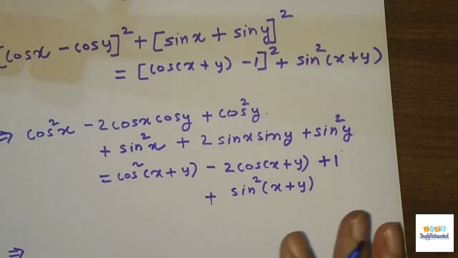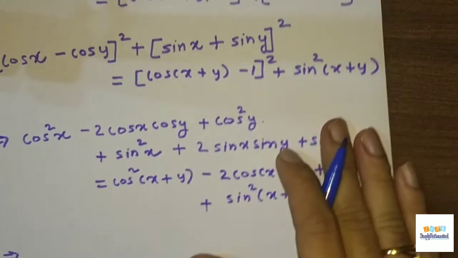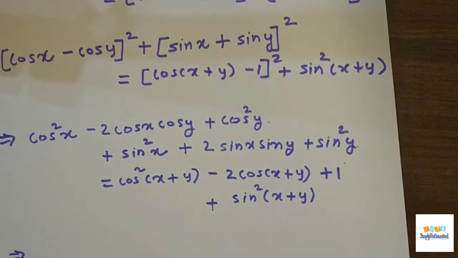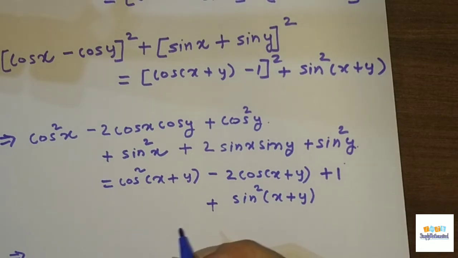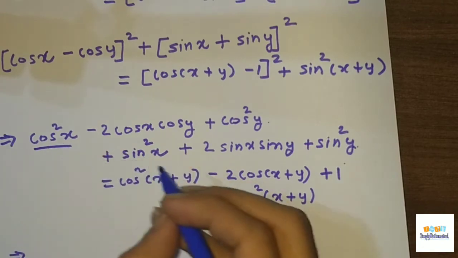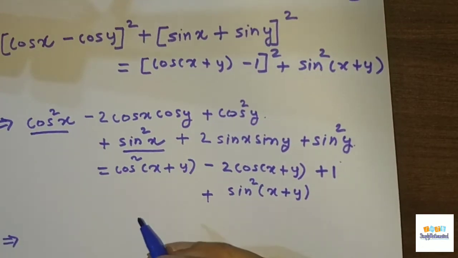Okay, now what we have to do is use identities, right? You have studied the identities, that is cos square theta plus sin square theta is equal to 1. That identity we have to use here. So what we'll first do is bring all the identities together.